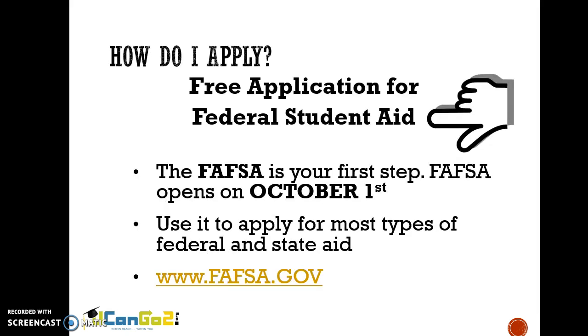How do you apply? You apply by going to the FAFSA.gov website. The FAFSA is your first step. It opened on October 1st. Use it to apply for most types of federal and student aid. And again, you will go to FAFSA.gov.